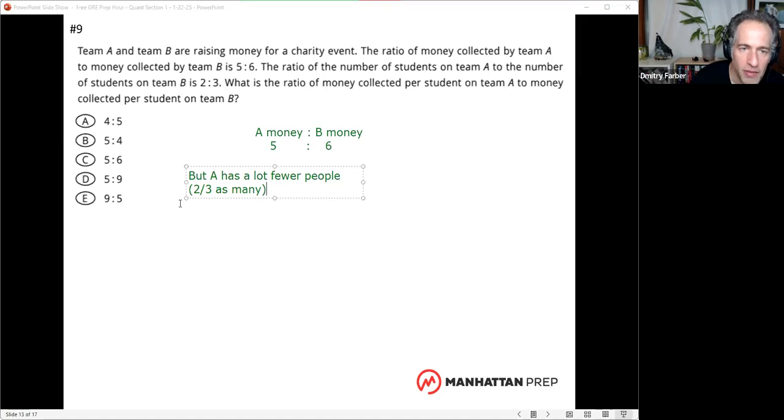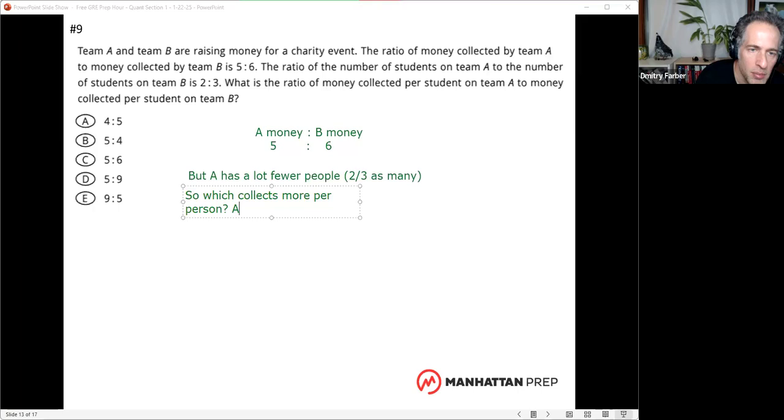So I might just ask myself, which collects more per person? Probably A. And so I want an answer where the first number is greater than the second. A's out, C's out, D's out. It's got to be either E or B. I'm a little nervous about E because E is saying A collected almost twice as much per person. That doesn't seem likely. That would seem like it would only be the case if they had more than half the people, right? Or less than half the people, I should say.